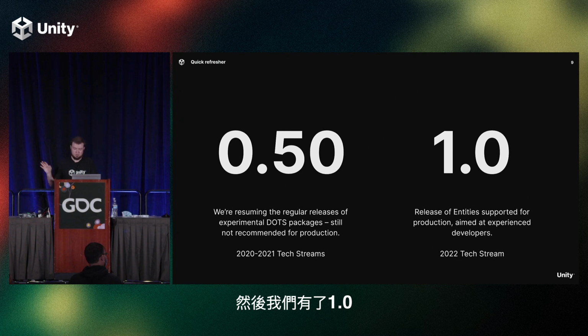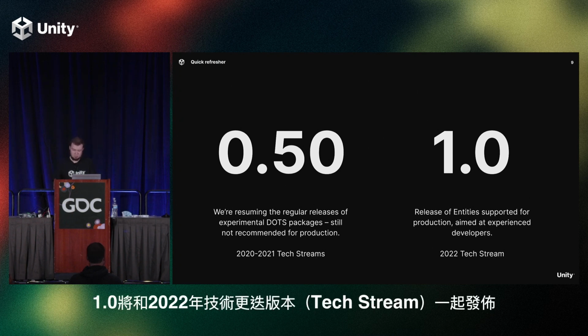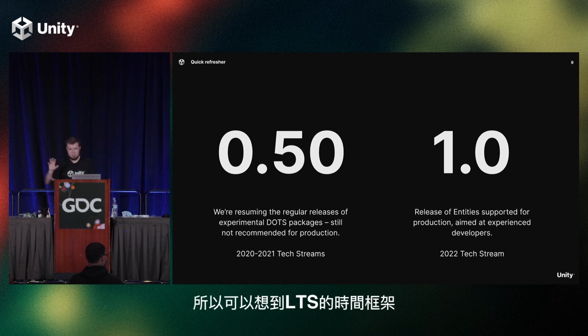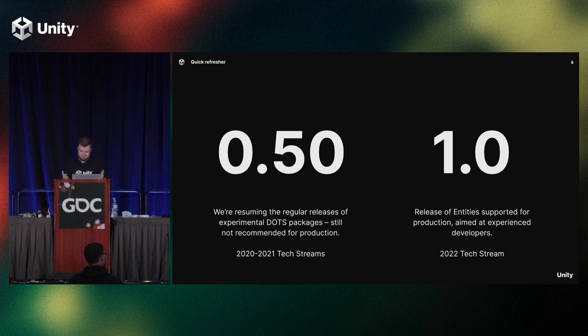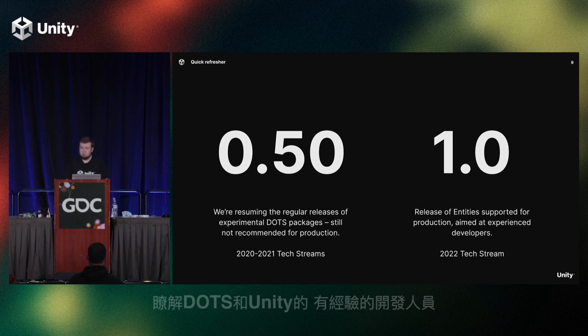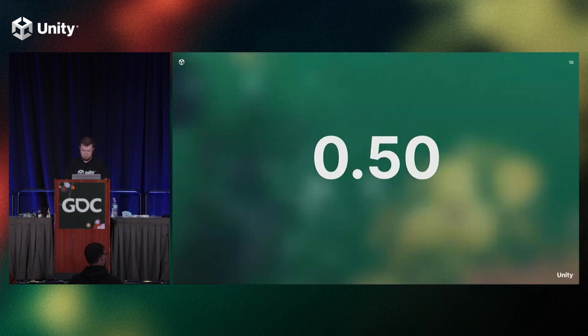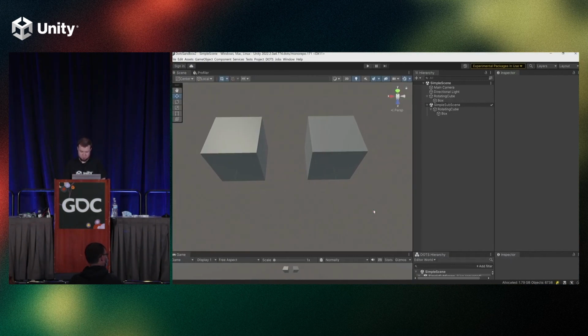And then we have 1.0. 1.0 is coming up for the 2022 tech stream, so think around LTS time frame. And this marks the actual release of the entities package with support for use in production. But it will still be aimed at experienced developers that know DOTS and Unity to some extent. So let's start with 0.50. What is already released?